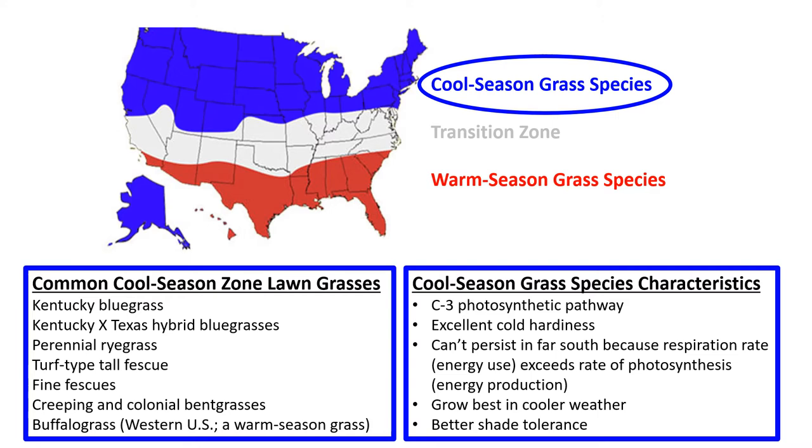Their respiration rates, the rate at which they burn energy, exceeds the rate at which they produce energy, and the plants literally burn out. They run out of energy and they die. And it doesn't matter how good of a turf manager you are, generally it's almost impossible, especially as you get in the far southeastern part of the United States, to maintain cool season C3 grasses throughout the summer.